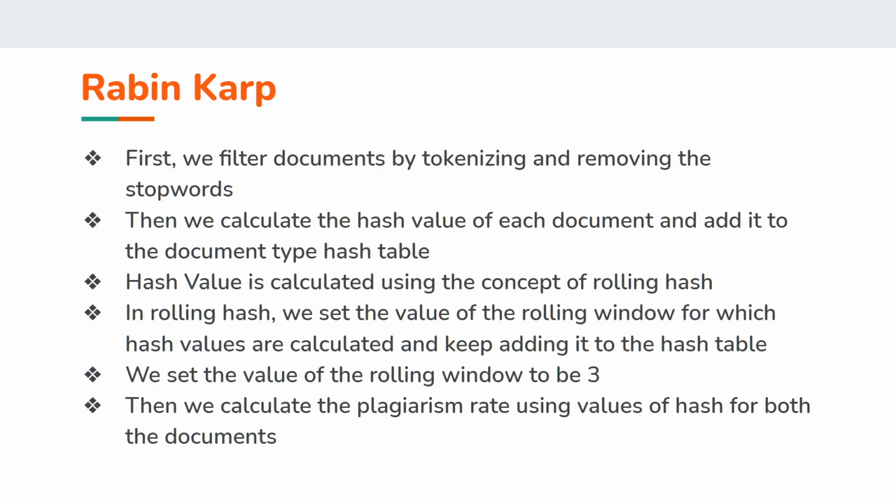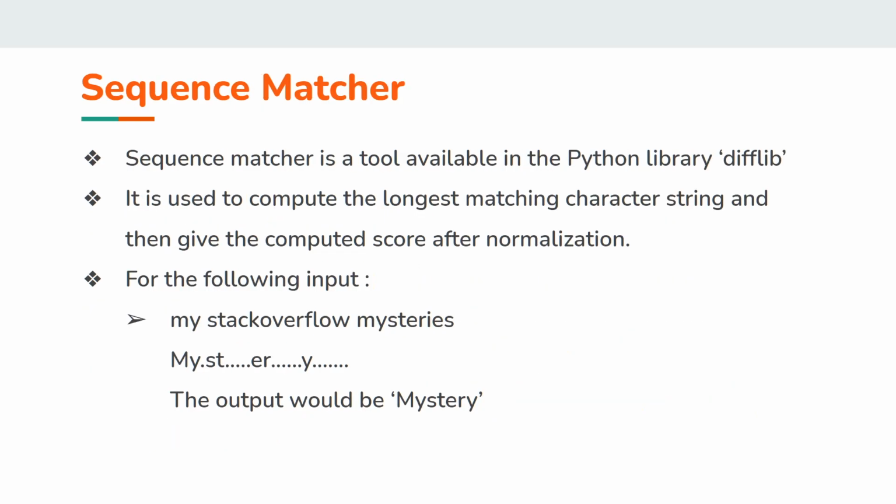The next tool is Rabin-Karp. First, we filter the documents by tokenizing and removing the stop words. Then we calculate the hash values of each document and add them to the document's hash table. The hash value is calculated using the concept of a rolling hash. In rolling hash, we set the size of the rolling window for which the hash values are calculated and keep adding them to the hash table. We set the rolling window to be 3, and then we calculate the plagiarism rate using the hash values from both the documents.